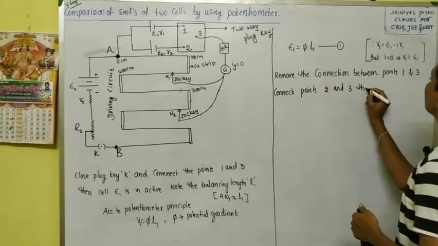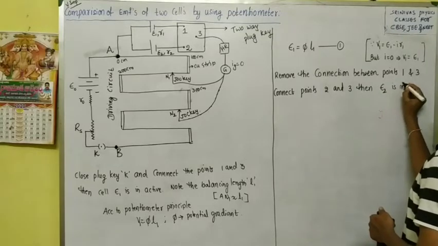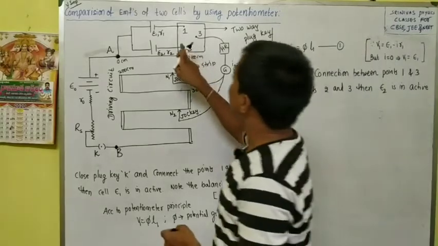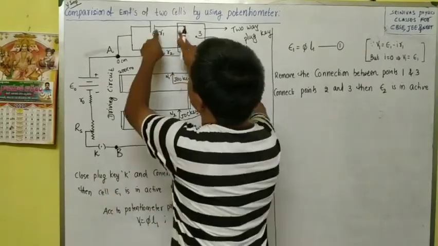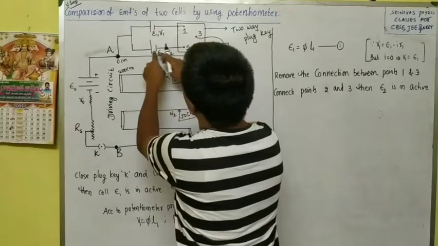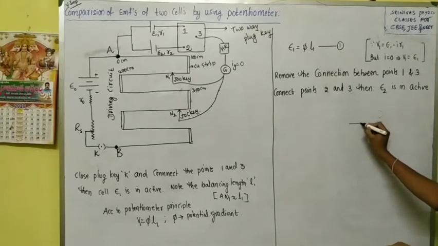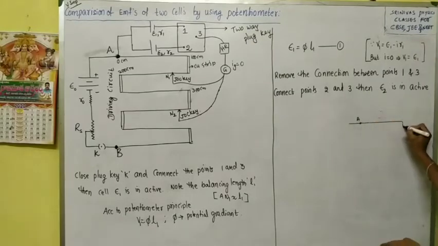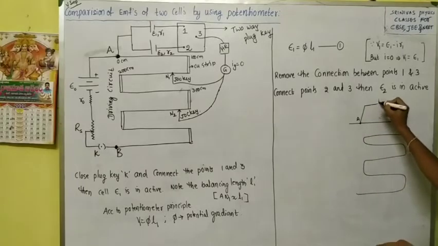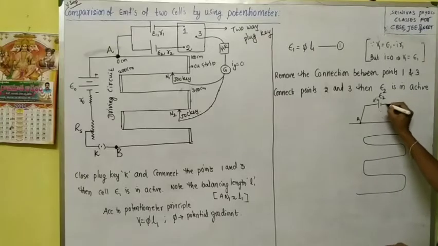Then cell E2 is active, right? Now cell E2 is active. Look at here. When we remove the 1 and 3, this cell E1 is in open circuit. But we are connecting the 2 and 3, that means cell E2 is in closed circuit. This we can draw like this. This is A and this is E2. E2 is connected now. This is E2.